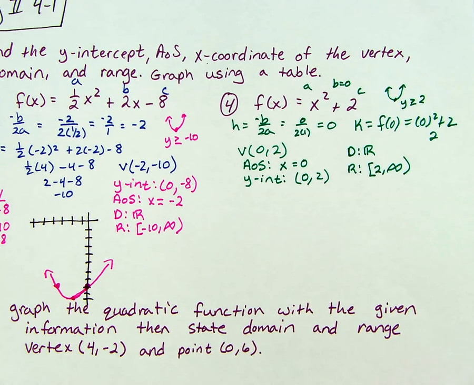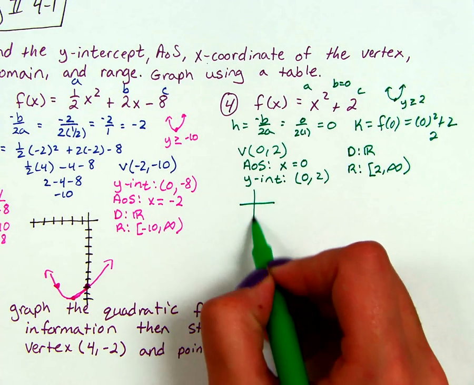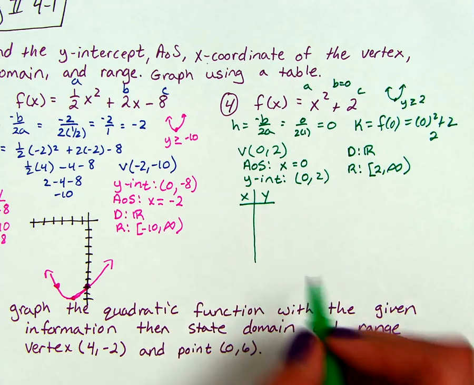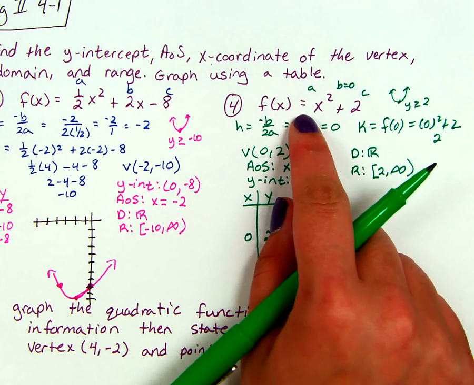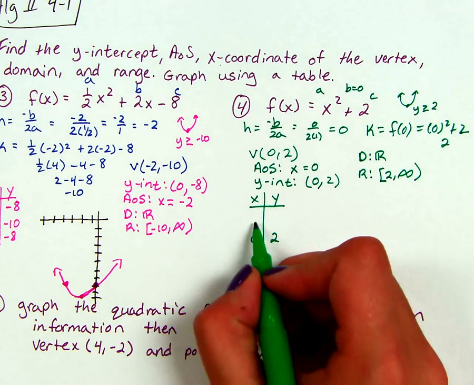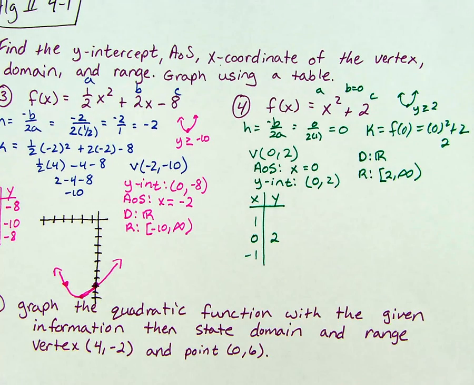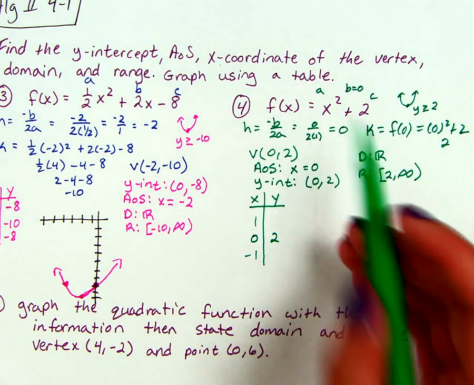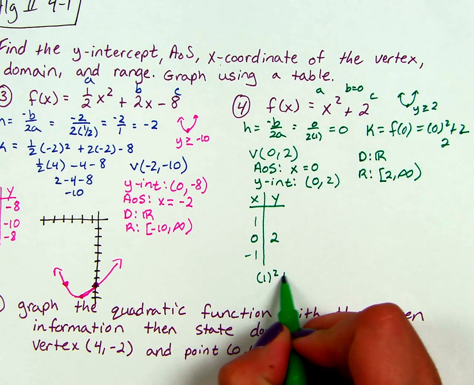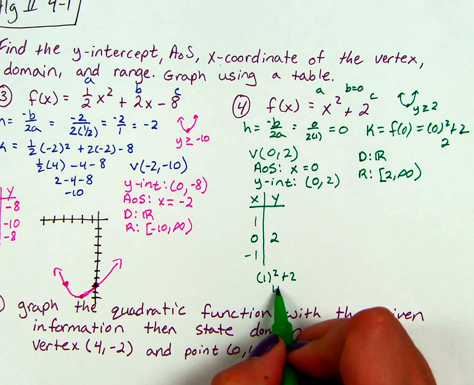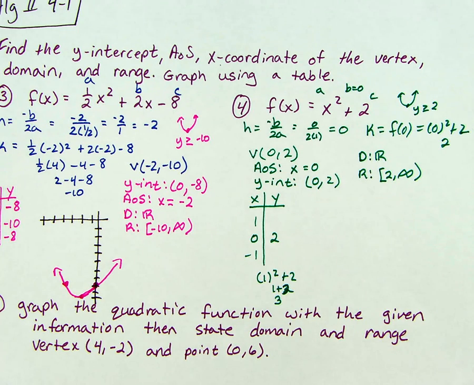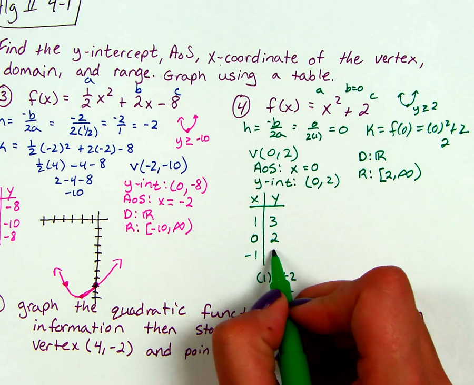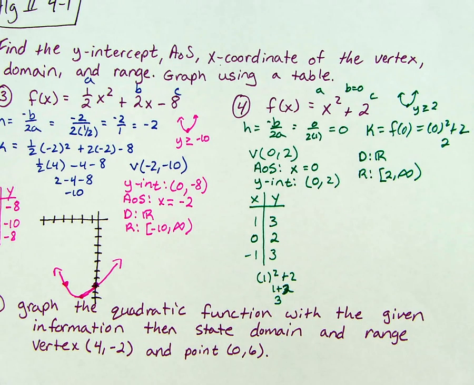And to graph, we want to make our t-chart. So again, vertex is in the middle, so (0, 2). And I don't have a fraction in front, so I can pick whatever numbers I want. So I'm just going to choose 1 and negative 1. So if I substitute 1 in, 1 squared plus 2, that would just be 1 plus 2, which is 3. And then I will get the same answer if I use negative 1.